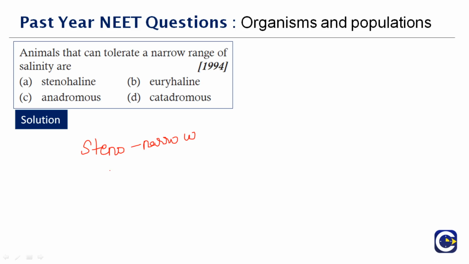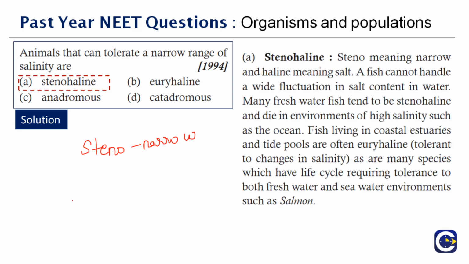Many freshwater fish tend to be stenohaline and die in an environment of high salinity, such as the ocean. Fish living in the coastal and tide pools are often euryhaline, which is tolerant to changes in salinity, as many species have a life cycle requiring tolerance for both fresh water as well as saline rich water. So narrow means they cannot withstand high salt content, only to some extent. Therefore, the right option is option A, stenohaline.